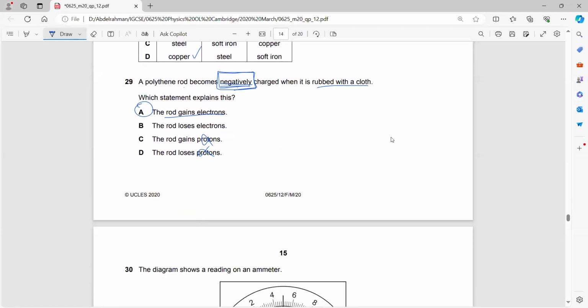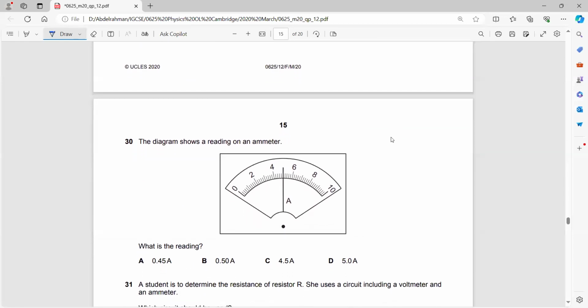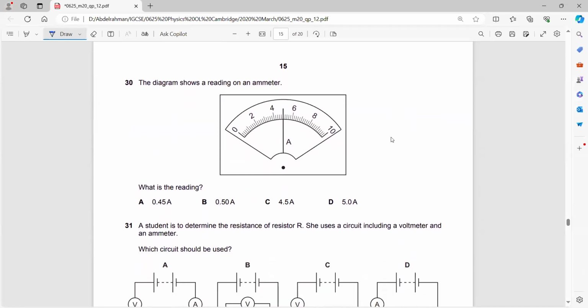This is an ammeter. What is the reading on this ammeter? Such an easy question. I need to see your answers.